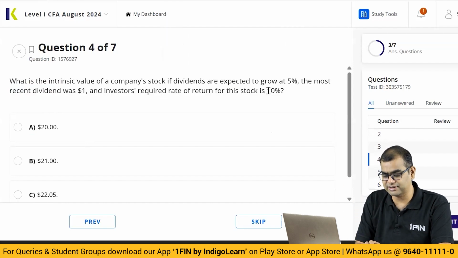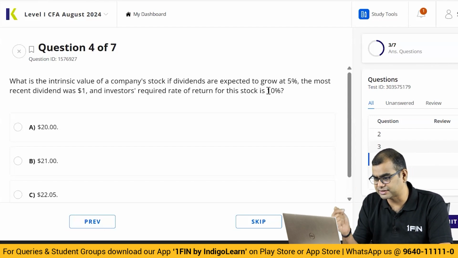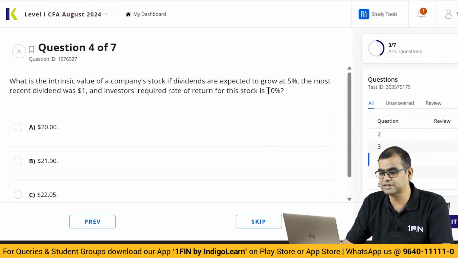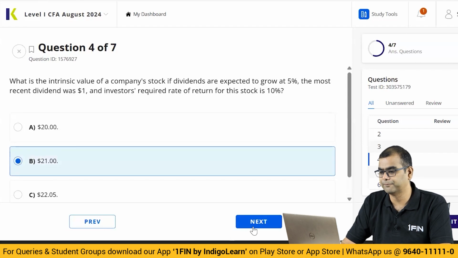So next year's dividend is 1 times (1 plus 5%), so 1.05. 1.05 is D1, divided by KE minus G. What is KE? KE is 10%. G is 5%. So 1.05 divided by 0.05 is 21. Yes, 21 is answer B.